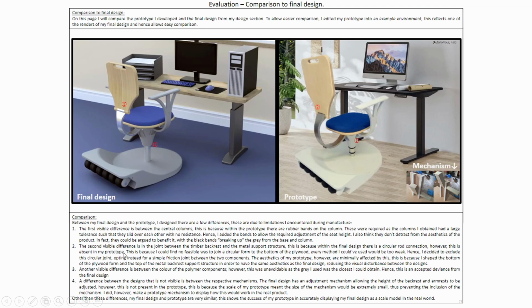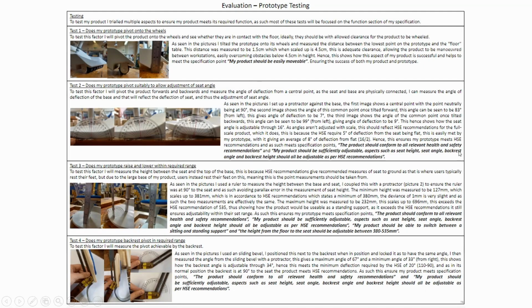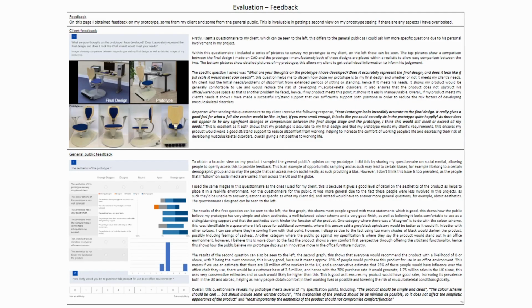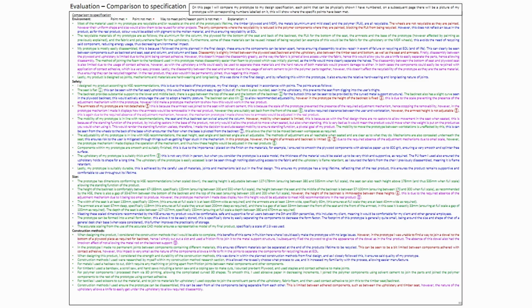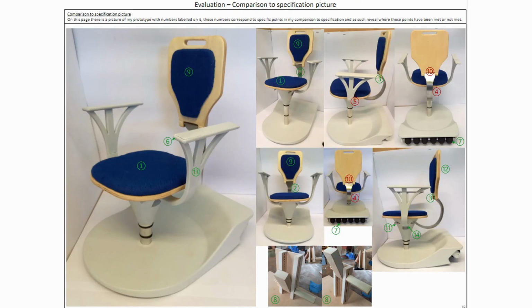So he talked about the differences and similarities. Testing, so talking about the fact that he actually had a mechanism for how his chair would raise and lower, and the base would move and that type of thing. Feedback. So he actually went online, managed to get some feedback, and then also some people within his target market from the workplace that he went into. Pass specification, goes over a couple of slides, and then sort of photographs. Every single part you want to have credit for.